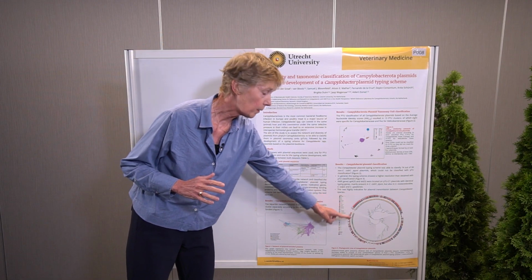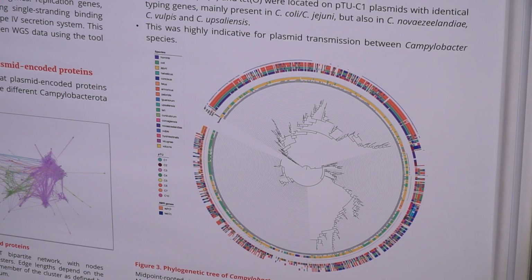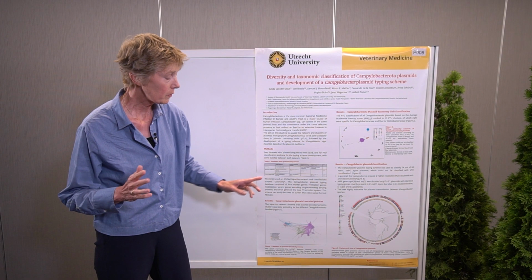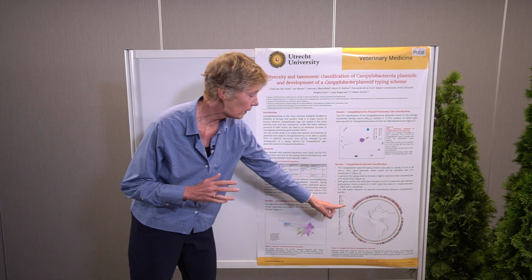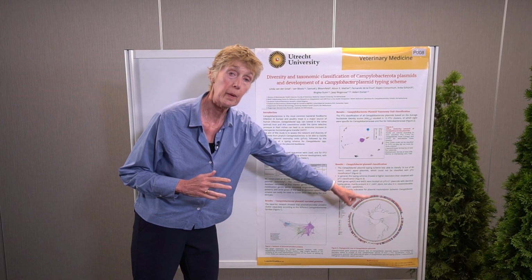That's shown here at the bottom in the figure, where we have the phylogeny based on the gene presence-absence of these genes. You can see here in the inner circle, in yellow, the Campylobacter jejuni and coli, and in the other colors the other Campylobacter species. What I really want to show you is that there is a large cluster with a similar plasmid.